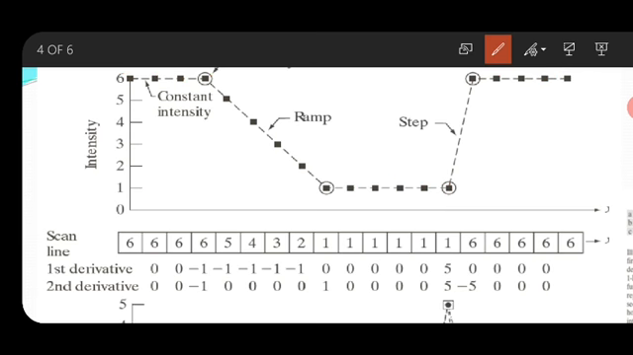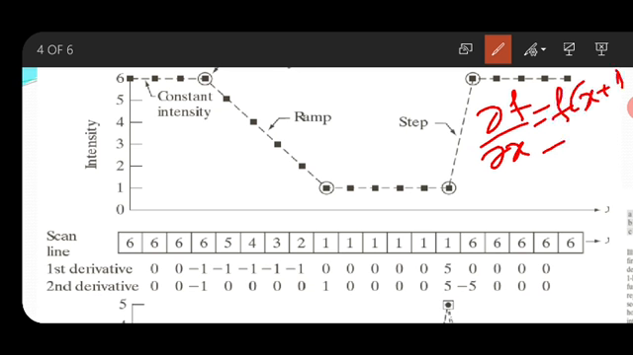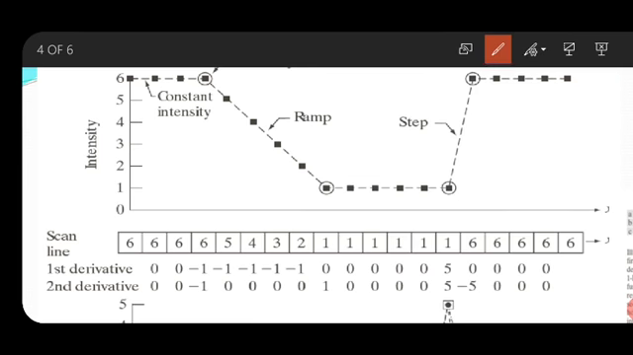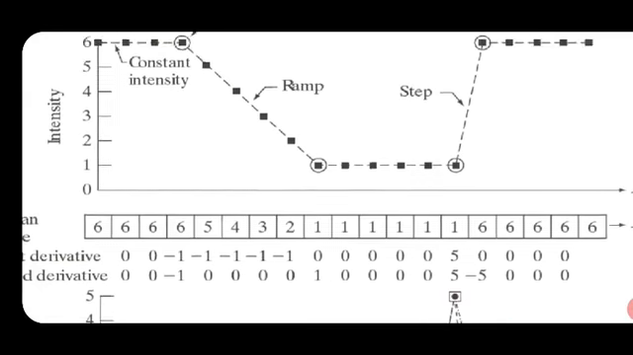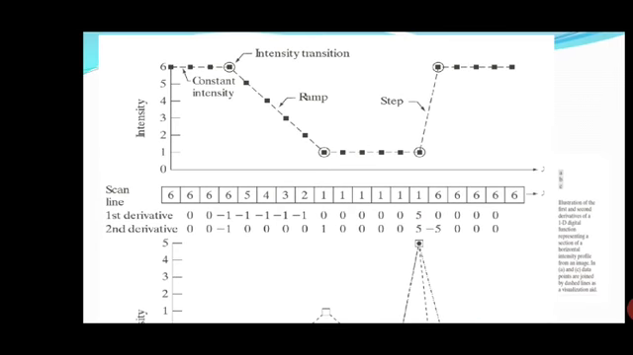Okay. Now, what is the first derivative? It is dou f divided by dou x is equal to f of x plus 1 minus f of x. I hope you can get it; that is the previously drawn equation, and here it is also shown: f of x plus 1 minus f of x. Now each pixel will be measured and we will find its values.